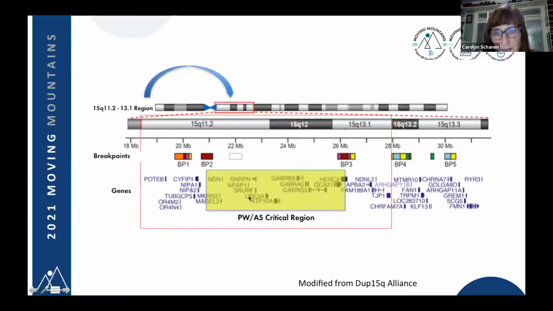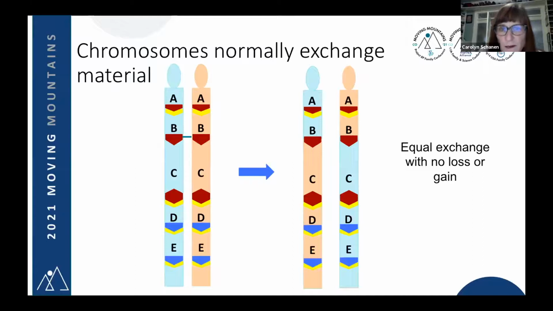And then lastly, down below are the genes that are found in the region. And again, this yellow box is supposed to highlight the critical region. And again, I stole this off the Dup15 website. So if you want to go back and read about it later, you can go to their website and read some of their information. So one of the questions I always got from parents is, well, why did this happen? What made this happen?